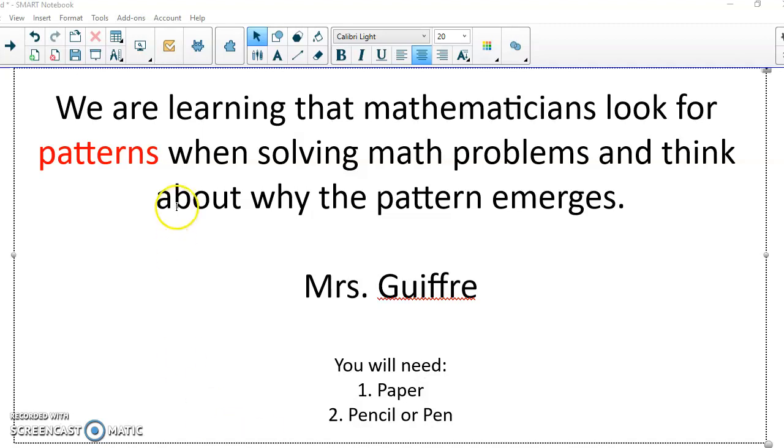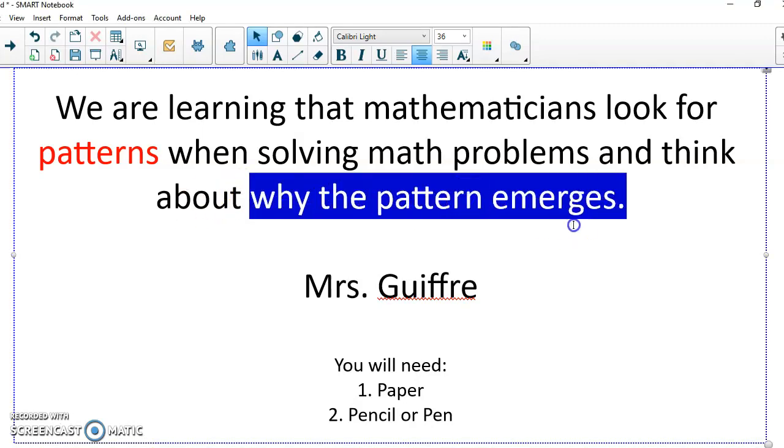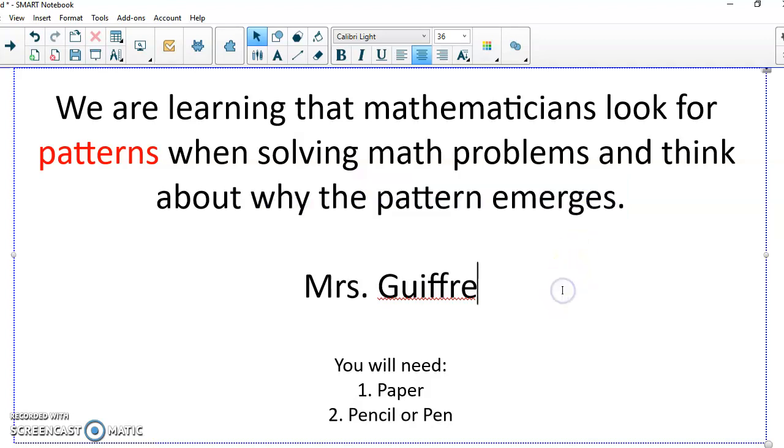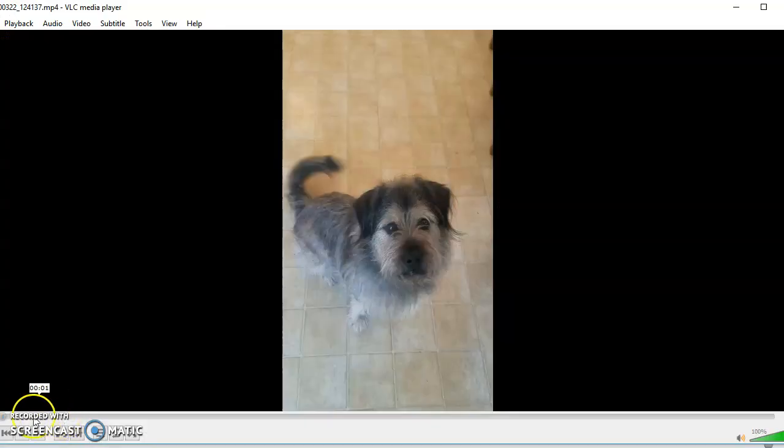Okay, so today we are learning that mathematicians look for patterns when solving word problems, but we're not just going to be looking for patterns. We're going to be thinking about why these patterns emerge as we go. Today, in our lesson, we're going to be thinking about Monty. So please watch this video.